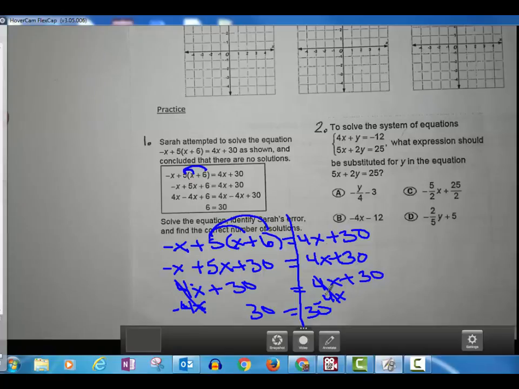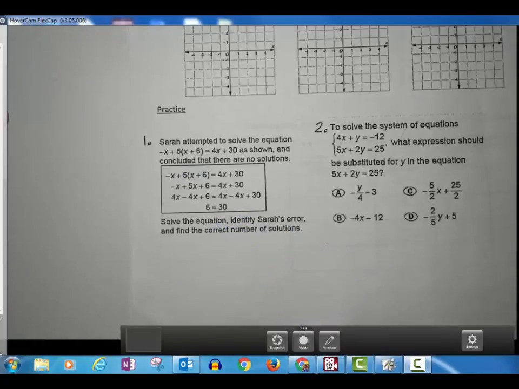Well, if 30 is equal to 30, that's true. So therefore, I'm not going to have one solution or no solutions. I'm going to have infinitely many solutions because this is an identity. They are the exact same. So Sarah should have said, instead of no solutions, she should have said infinitely many solutions.